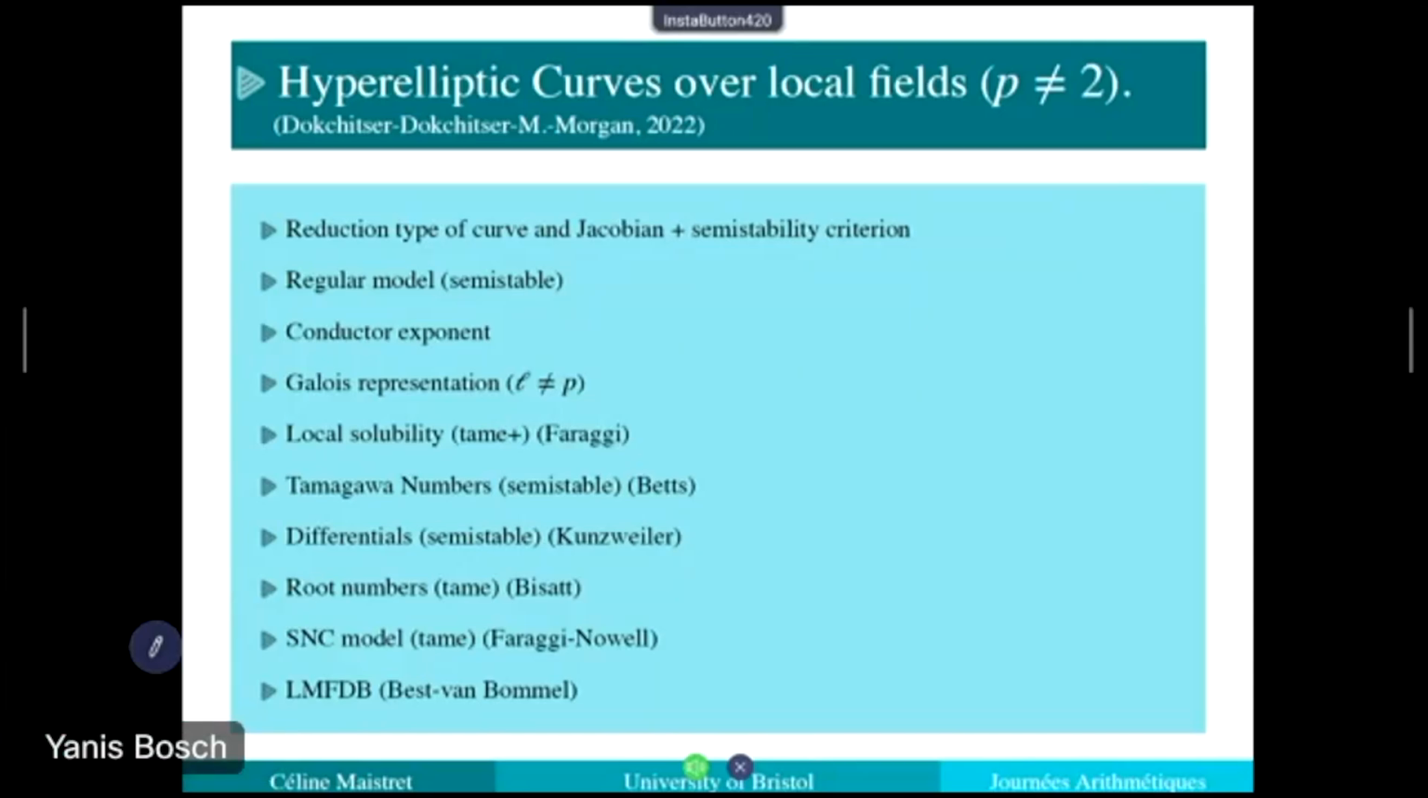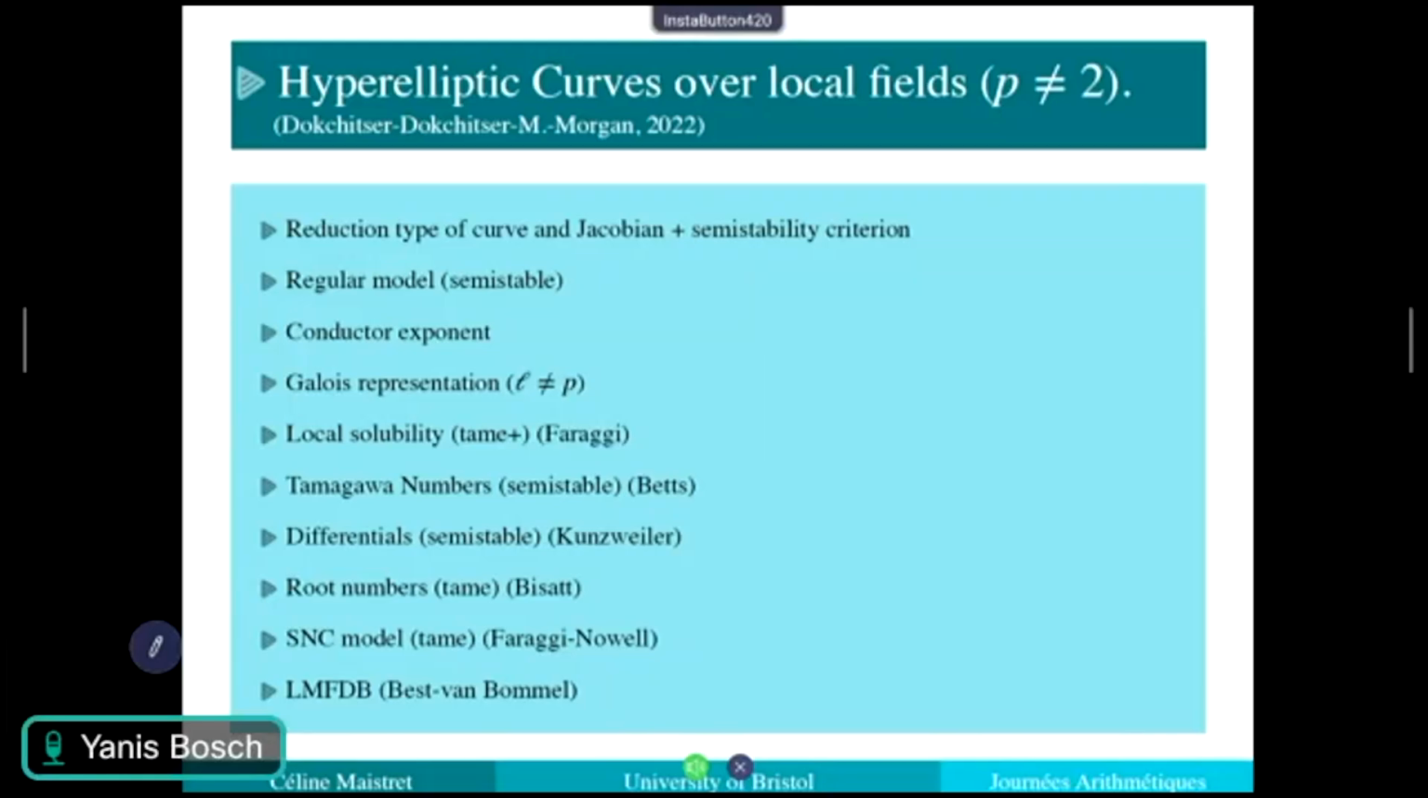It's very much for the expert, this slide. It's just a summary of everything that you can extract from the cluster picture. And I'll go quickly over it, but you can extract the reduction type of the curve, and most importantly of its Jacobian. Because if you remember, before everything, for higher genus curves, we're really interested in the arithmetic of the associated abelian variety, its Jacobian. So clusters let you do this. Then you can extract explicitly a regular model when it's semi-stable.